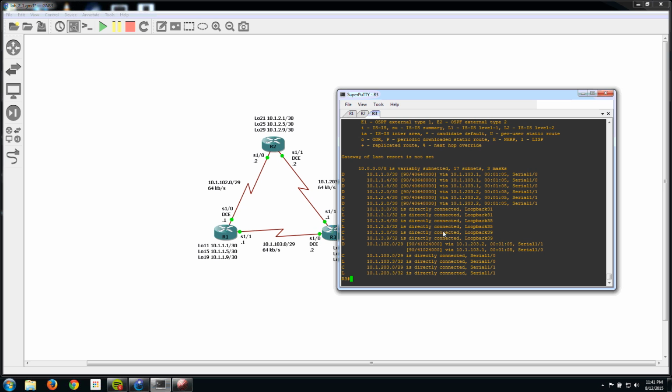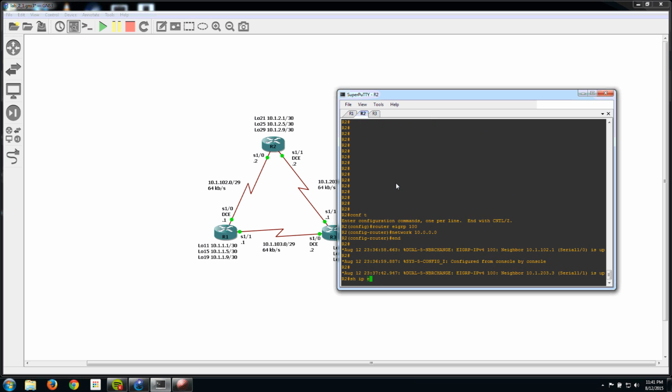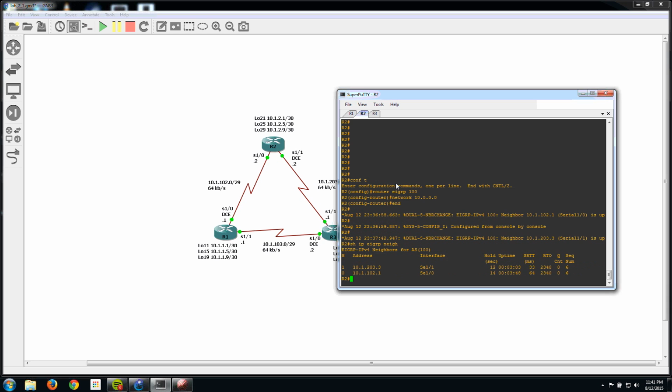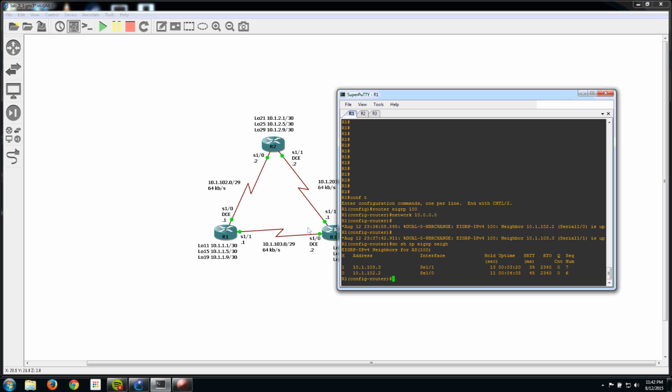So we can verify neighbors, show IP EIGRP neighbors. We're seeing routers 1 and 2. We do the same here, show EIGRP neighbors. Here's routers 102.1. So here's router 1 and 203.3. That would be router 3. And router 1, let's show IP EIGRP neighbors. 103.3 is router 3, and 102.2 is router 2.